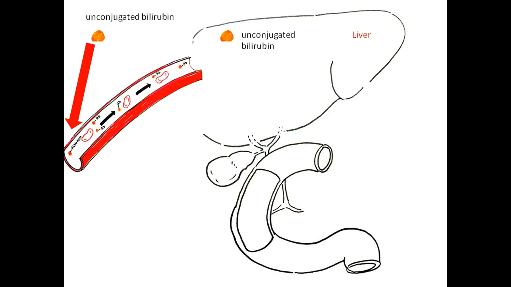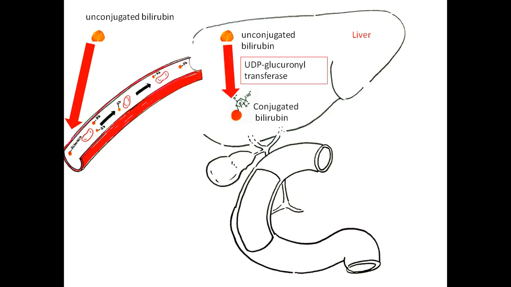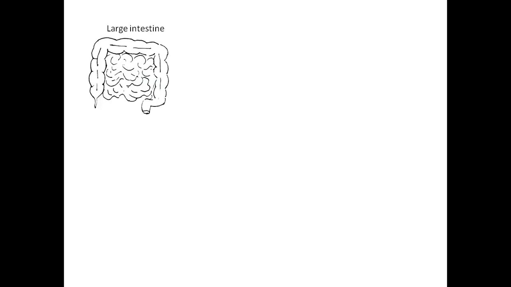In the liver, unconjugated bilirubin is converted into conjugated bilirubin by the action of UDP glucuronyl transferase. Unconjugated bilirubin was insoluble, but UDP glucuronyl transferase adds a glucuronyl group which makes it soluble, and this soluble bilirubin is secreted into the intestine, passes through the intestine and ultimately reaches the large intestine. In the large intestine further steps take place.